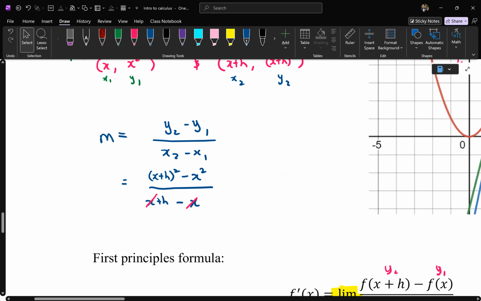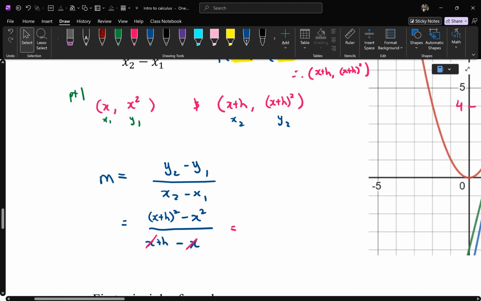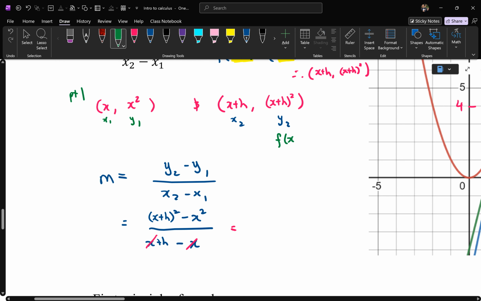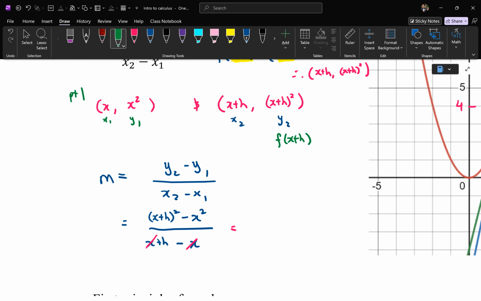Now, let's have a look at the numerator. That x plus h squared was actually just the result of you subbing x plus h into the function. So that's why this is known as f of x plus h. This one is the actual function, which is why that's known as f of x. So if you put it together, can you see why this is really just f of x plus h minus f of x, all over h?